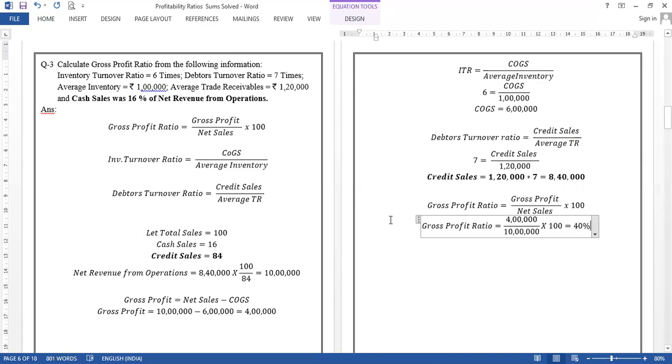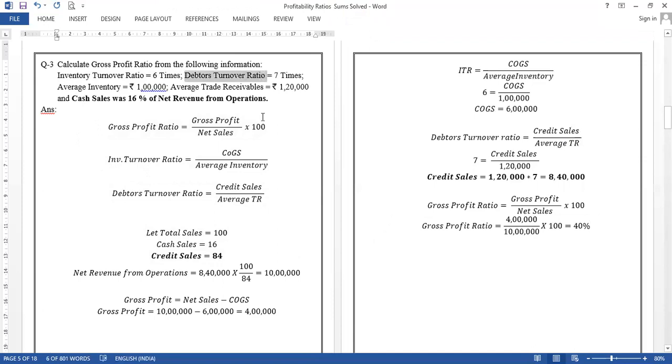So you just need to understand that whatever hints are given to us, we apply accordingly. Inventory turnover ratio was given, so I applied the formula of inventory turnover ratio. Debtors turnover ratio is given, apply the formula of debtors turnover ratio. You will be getting some other thing, and with the help of those things, we'll be able to calculate the required ratio, right?